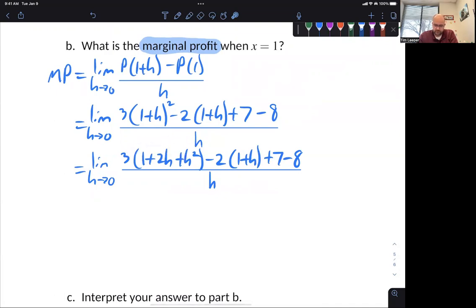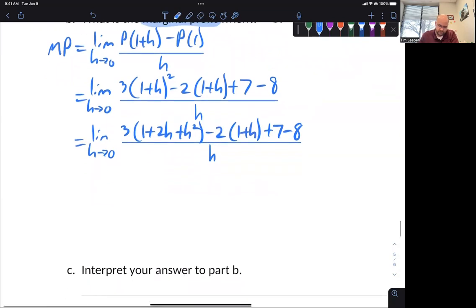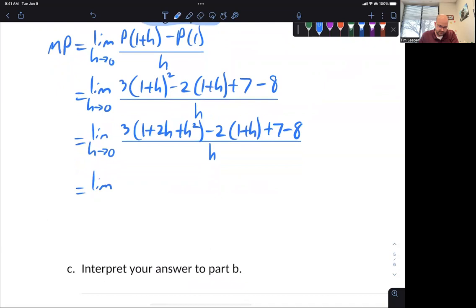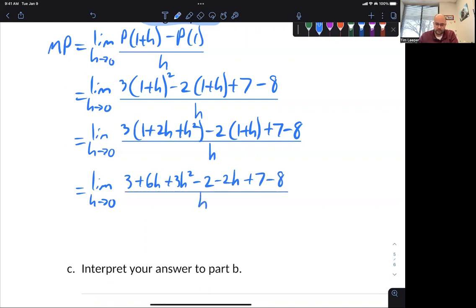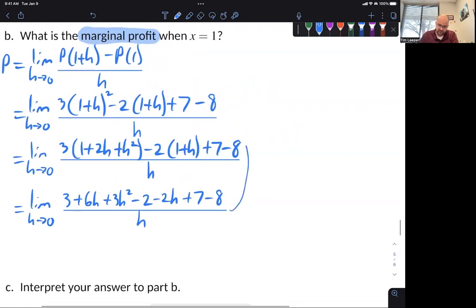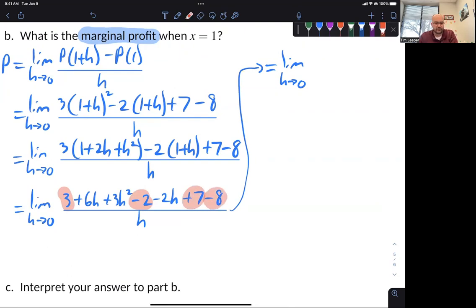Now, distribute the 3, distribute the negative 2. When you do this, this gives you the limit as H goes to 0 of 3 plus 6H plus 3H squared minus 2 minus 2H plus 7 minus 8. And then all over H. And then we need to combine like terms. So this is going to give me a new expression here. So we have the limit as H approaches 0. Notice that 3 minus 2 is 1, plus 7 is 8, minus 8 is 0. They all cancel each other.